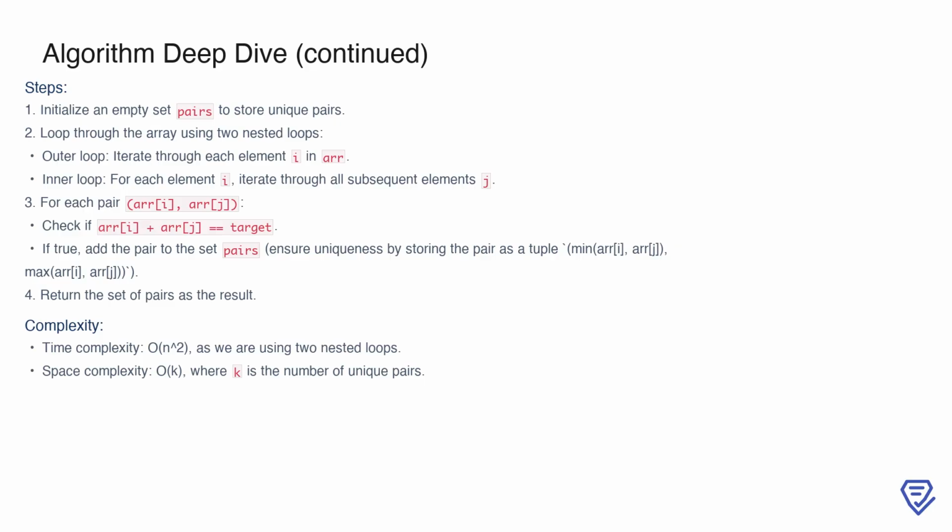If the sum matches the target, we add the pair to our set. To ensure uniqueness, we store the pair in a consistent order, such as always putting the smaller number first. Finally, we return the set of unique pairs as our result. However, this approach has a time complexity of O(n²), due to the nested loops, and a space complexity proportional to the number of unique pairs we store.